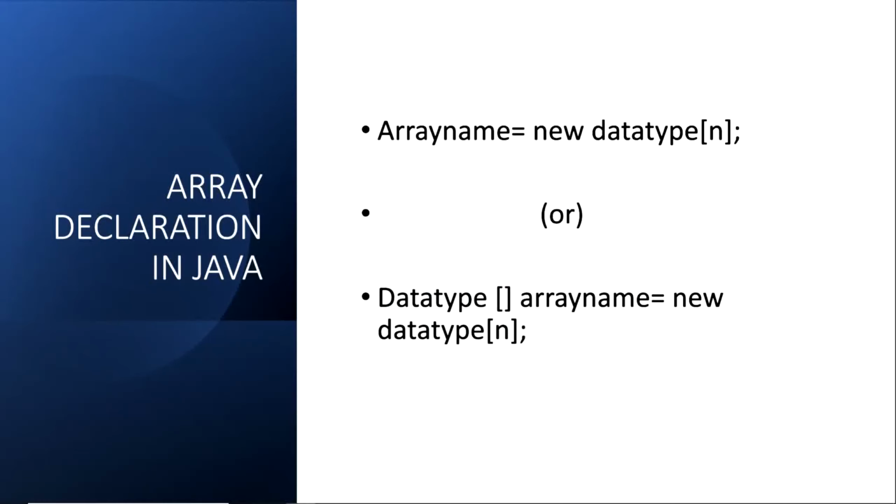So, array declaration. How to declare an array in Java? We can do it in two ways. We can either write the array name and new data type. For example, if you have to store roll numbers, you can write roll equals new int, and in the brackets, the number of values you want to store in that particular array. Or you can use the other form, where we write the data type first and then the array name. Both formats are valid. So we will look at how to do this in our Eclipse IDE.